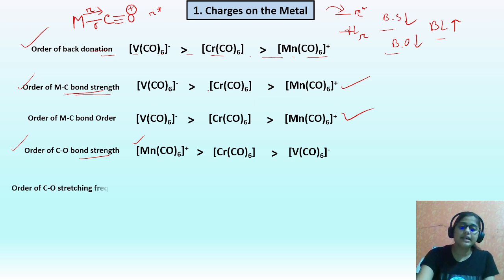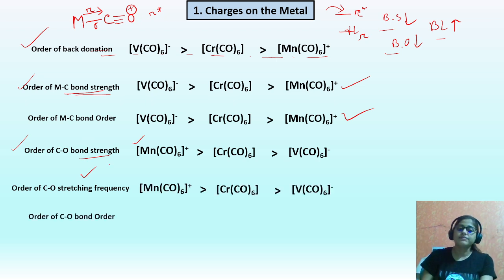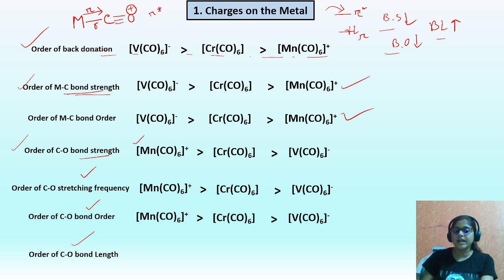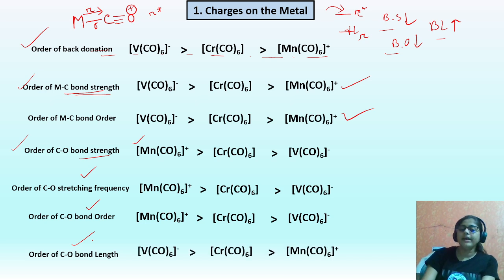Okay. So that is the thing, and the order of stretching frequency depends on the bond strength. Obviously it will follow the same order, and the order of CO bond order. Bond order follows the bond strength, right? So it will follow the same order, and the order of CO bond length follows the reverse order. Okay, fine. Questions can be asked from these. They can take many examples with positive charge, negative charge. So you have to consider which one can donate in a better way. If any metal coordination complex has 2 minus or 3 minus charge, it is more prone to donate electrons. So you have to keep that in mind.